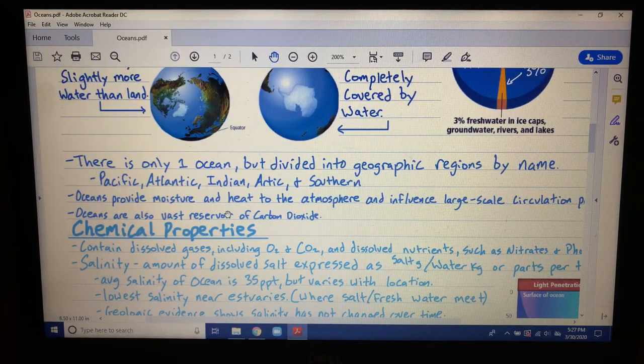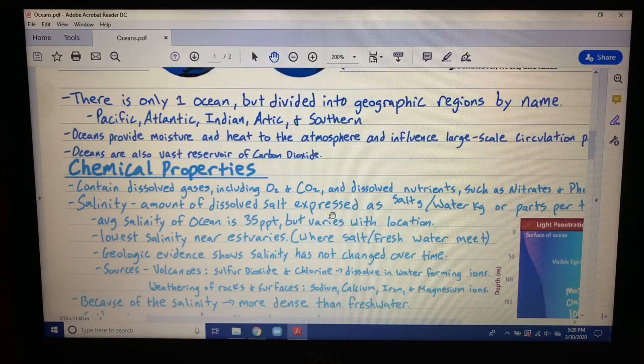Oceans provide moisture and heat to the atmosphere. They help influence a lot of weather and large-scale circulation patterns that move wind and currents around the world. They are also a vast reservoir, which means they contain a lot of Earth's carbon dioxide. I know we talked about a lot of it being in the atmosphere, but the ocean itself is going to hold a large amount of it as well.